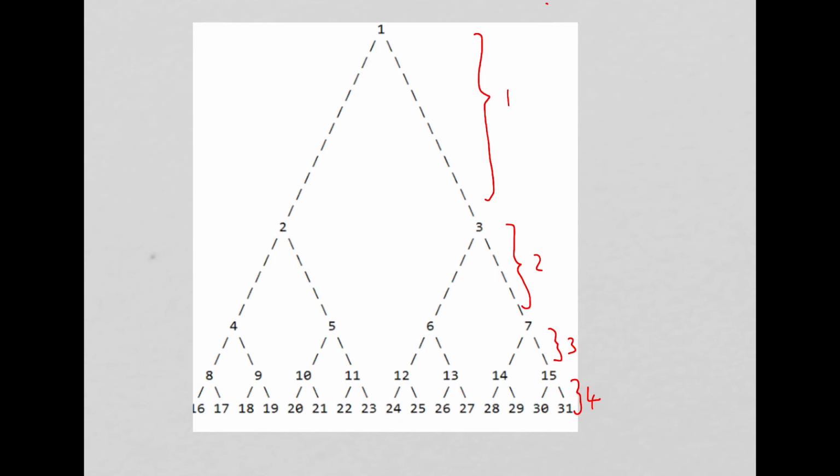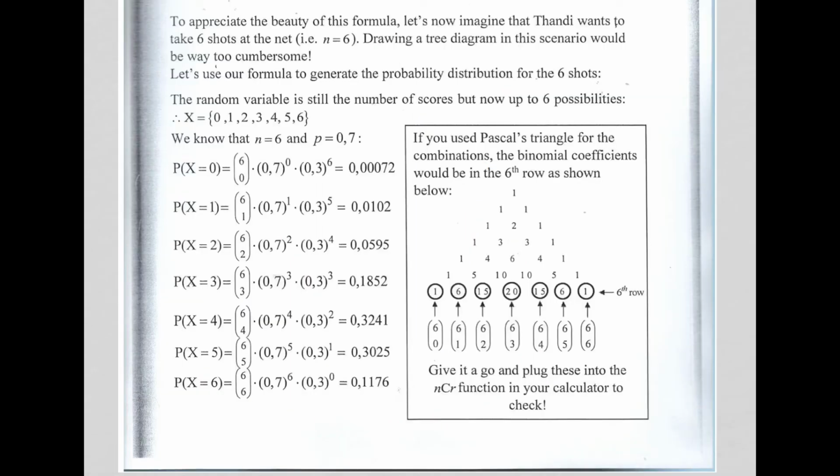Okay, so let's look back at the information that we've been working with. As you can see, I've shown you that a tree diagram would be ridiculous here, and I wouldn't want you to even attempt it. But we're looking now if Thandi wants to take 6 shots at the net. Okay, so in other words, our n value is going to be 6.